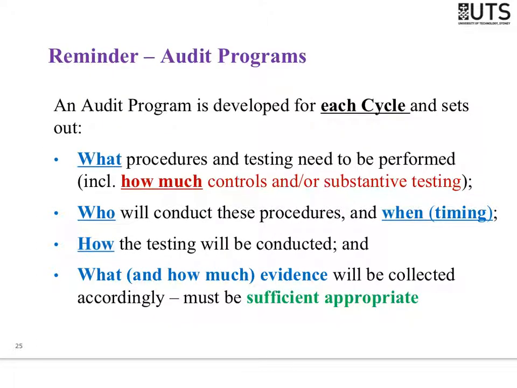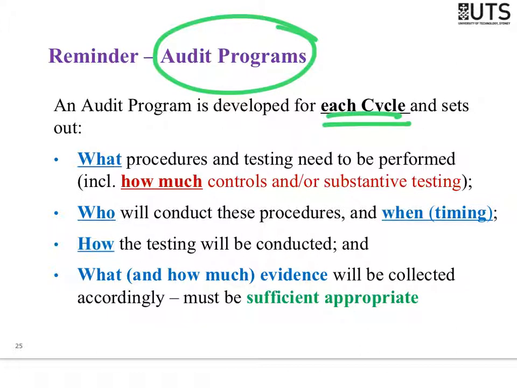All right, now something we have talked about again prior to this is audit programs. We develop an audit program for every single cycle. We've spoken about this before. Each program will have what procedures and what testing is going to be performed. Is it what types and what amount of controls testing are you going to do? What types and what amount of substantive testing are you going to do? Who is going to conduct the procedures? When are they going to conduct the procedures?